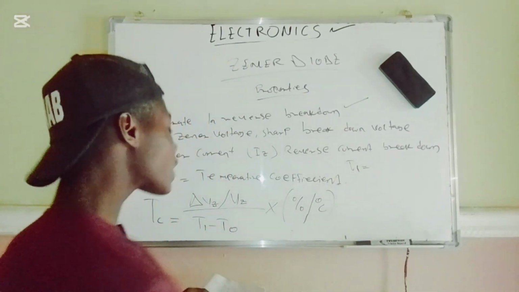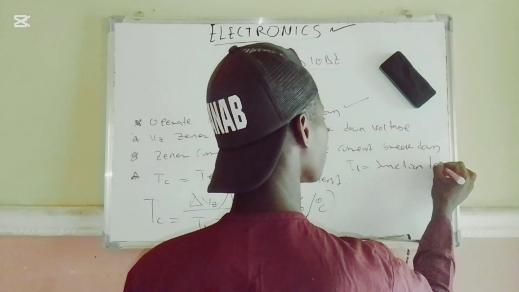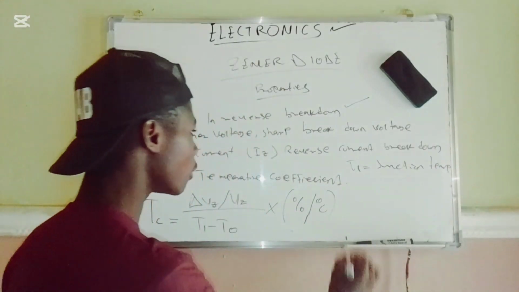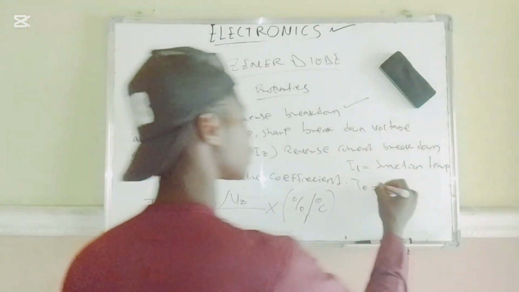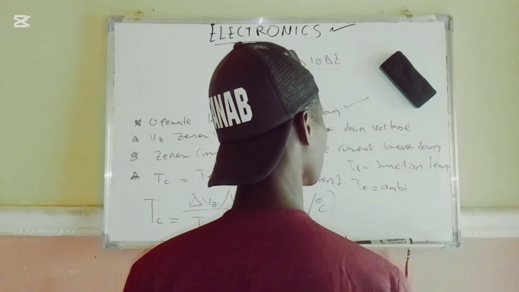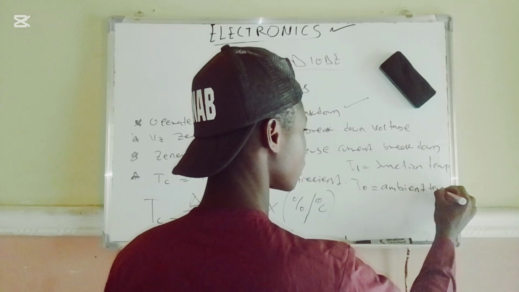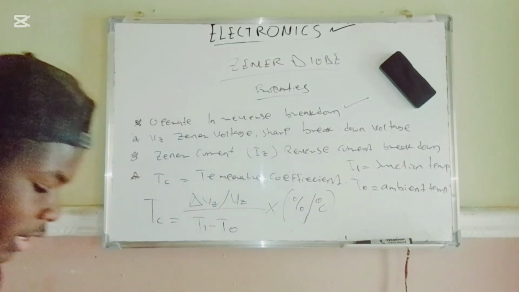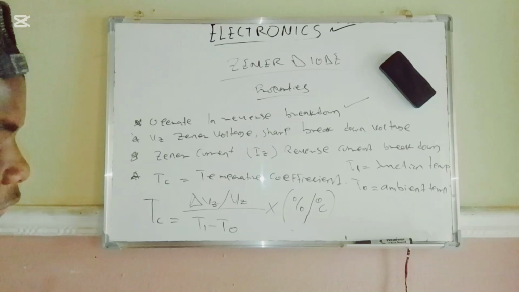What is T1? T1 is the junction temperature. And T0 is called the ambient temperature. Yes, that's right. The ambient temperature.